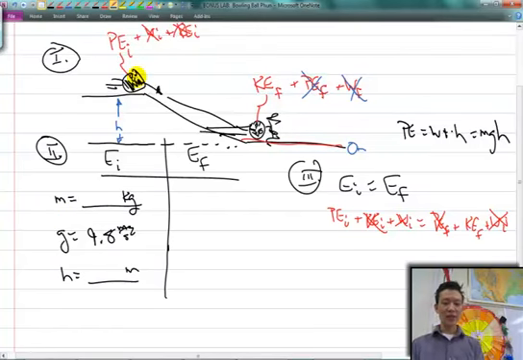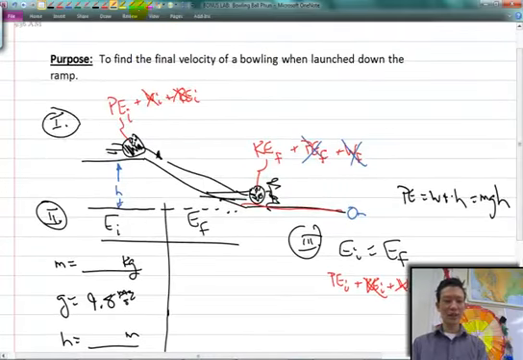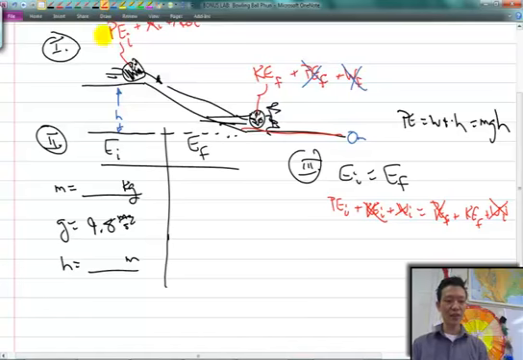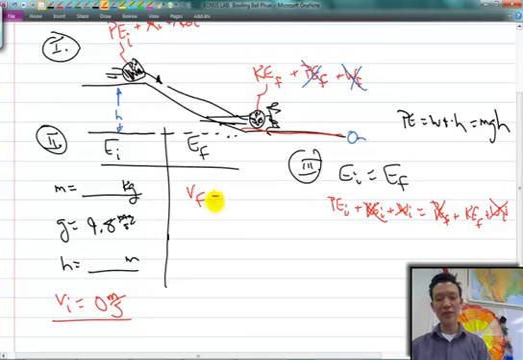And at the end, we're going to try to find what? What was the goal of our little mini lab? We're trying to find the final velocity, okay? And that's because we're going to set the initial velocity to a big fat 0, right? We're not going to have the ball move. We're just going to have it roll down the ramp. That's all. So we're going to find the final velocity by using energy.